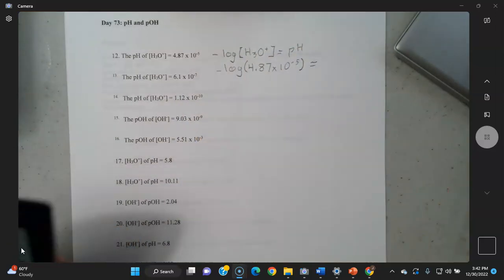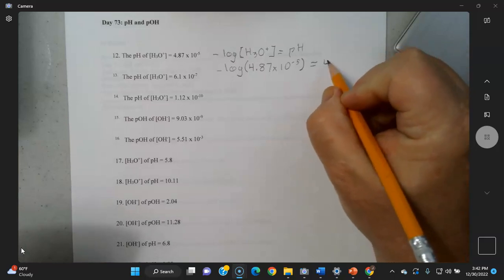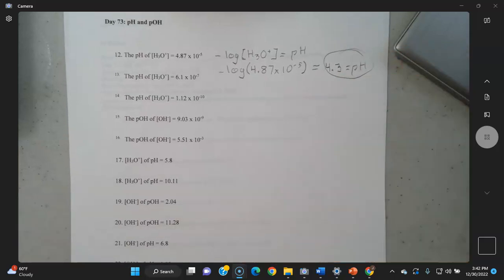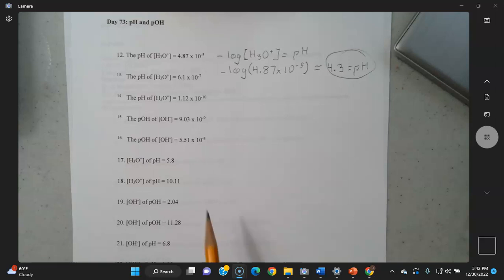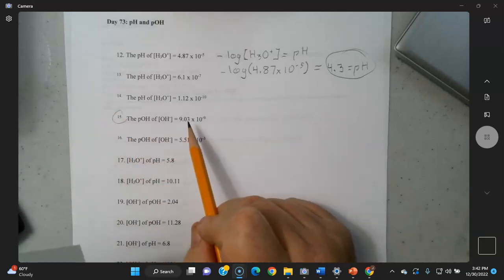Okay, and that's going to give us a pH of 4.3. So that's a weak acid. All right, let's come down here. Let's do this one, 15. The pOH of hydroxide ion concentration of, which one did I point to? Let's say 15. I'll circle it. Of that one. Okay, and so that's 9.3.